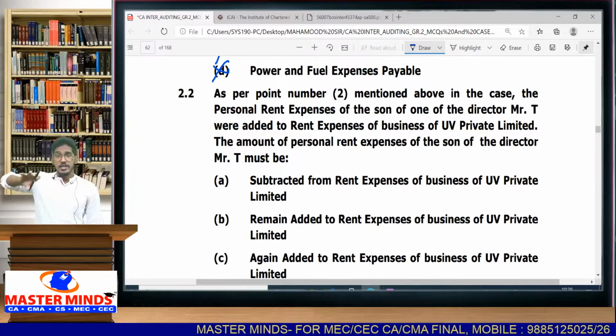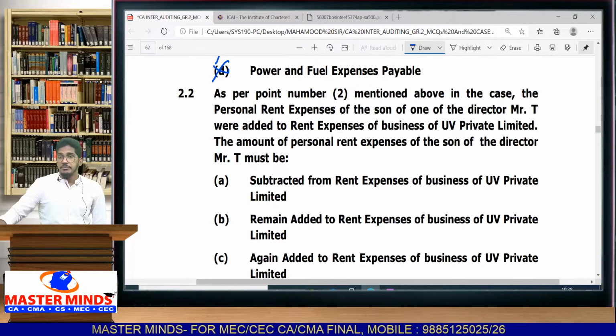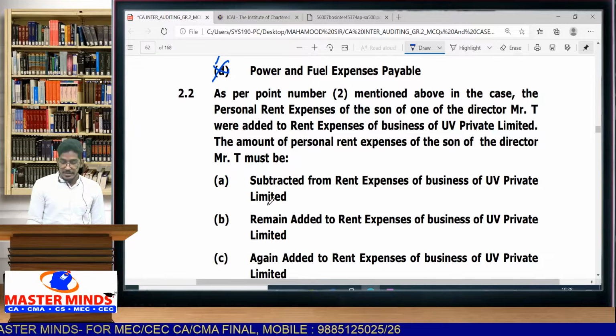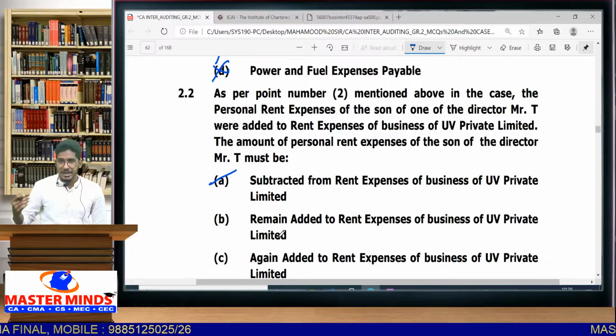They have already included it in the rental expenses of the business. Now what do they have to do? You have to deduct them from the rental expenses. Okay, let us see the options. A. Subtracted from rental expenses of business of UV Private Limited. Definitely yes. They have already been added to rental expenses, so now subtract them. Correct option.